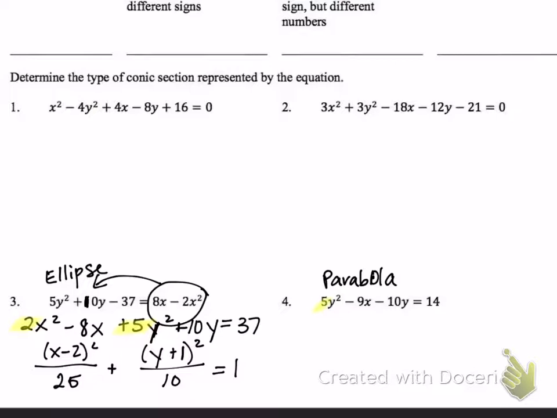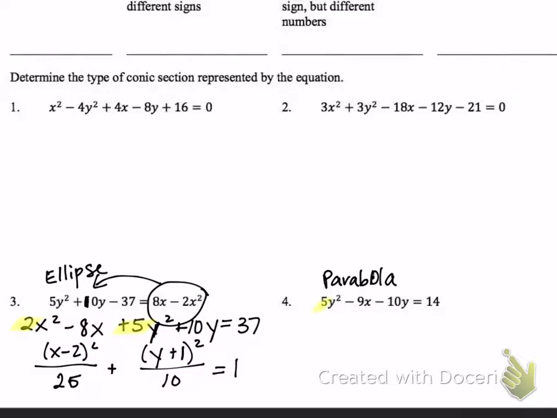When you're completing the square for a parabola, it's actually easier because you don't have to do it for x and y. You only have to do it for one of the two. So I'm only going to have to do it for the y. I won't have to do it for the x because there is no x squared. So I'm going to put this in the correct order.